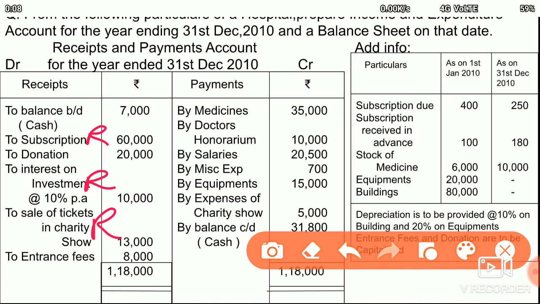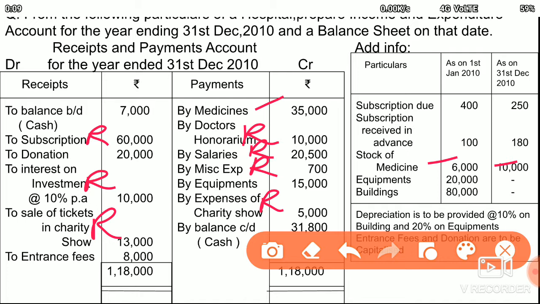Then on the payment side we have doctor's honorarium. Medicines, we have to take medicines consumed. We have the opening value for medicines and the closing value for medicines, so we will take the actual medicines consumed during the year. Then doctor's honorarium is a revenue nature item. Salary is a revenue nature item. Miscellaneous expense is a revenue nature item. Then equipments is a capital nature item. Expenses of charity show is a revenue nature item. So these items will come in the income and expenditure account.